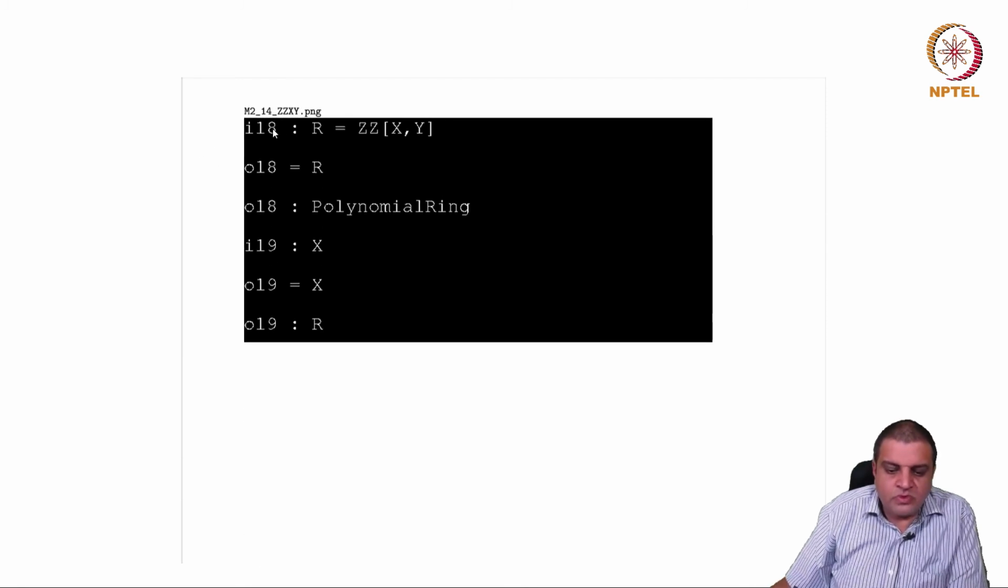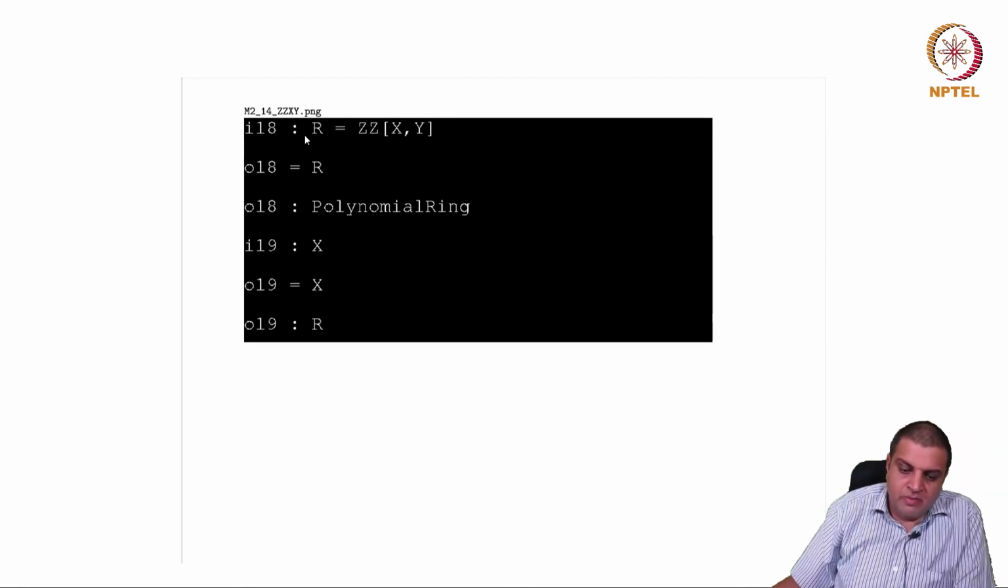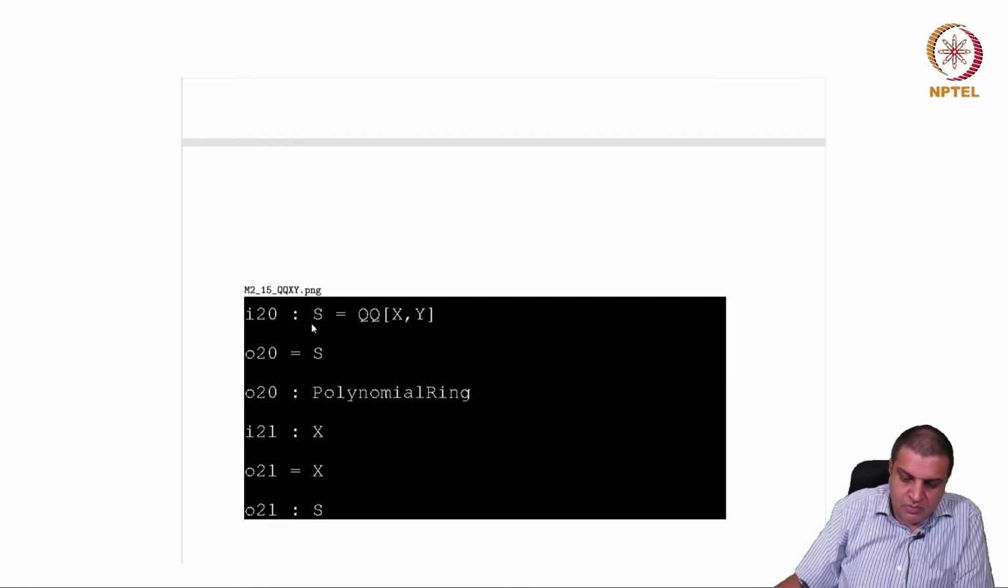Okay. So now I consider a polynomial ring with variables x and y with integer coefficients. So now it says R is a polynomial ring. Earlier when we asked x, it just said symbol. But now if you ask x, it says x is in R. Okay. It has found a place where x lives.